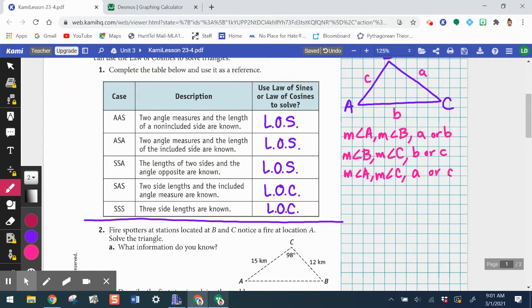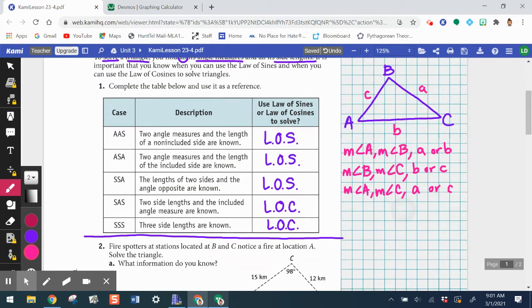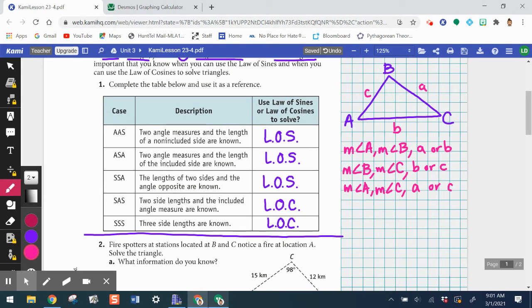So if we have two angles and a non-included side, in other words, think about what B really represents in this idea of non-included side. It's the length of the side opposite of an angle that I already know. So if we know the measure of angle A and angle B, we just need to know the length of one of those opposite sides of those angles, and we can use the law of sines.